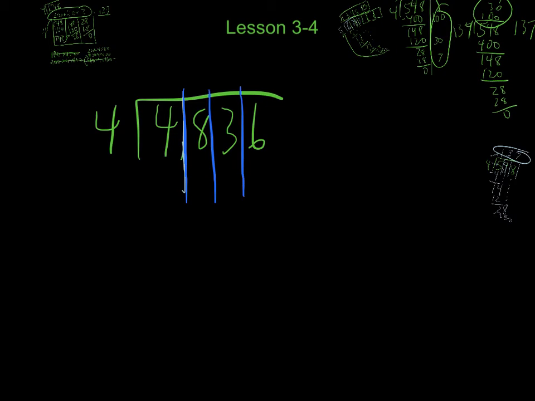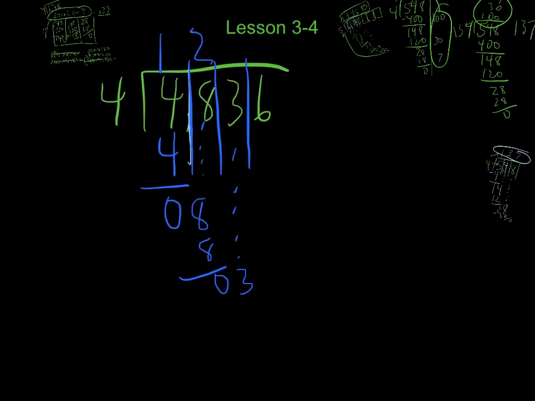I'm going to separate it by digit. I know 4 can go into 4 one time. 4 times 1 is 4, equals 0. 8 falls down. I know 4 can go into 8 2 times, to make 8, gives me a 0. The 3 falls down. This is where it gets tricky, and this is where some of you might be confused.